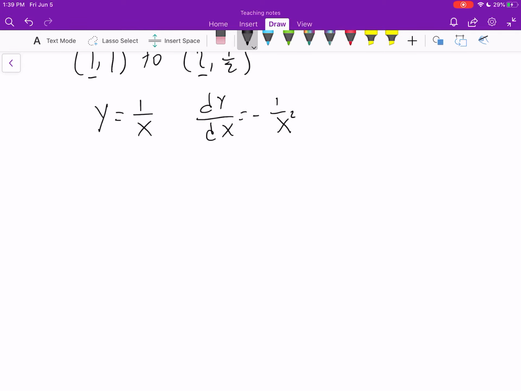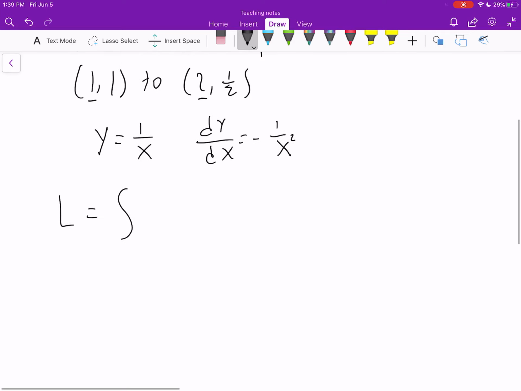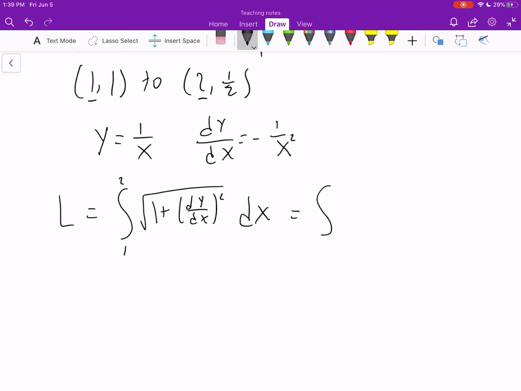And so what we're going to do now is just do this problem. So the length then is going to be the integral. My bounds, I've already pointed out, are 1 to 2, square root of 1 plus (dy/dx) squared dx. This is going to be the integral from 1 to 2, square root of 1 plus, and then I square negative 1 over x squared, I'm going to get 1 over x to the 4th, dx. This is one of those integrals that we're not going to find an exact antiderivative for in terms of the functions we have.